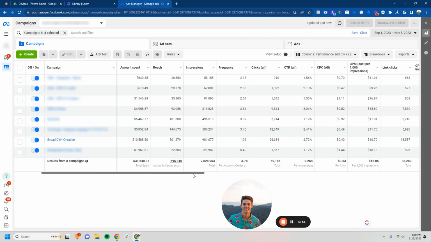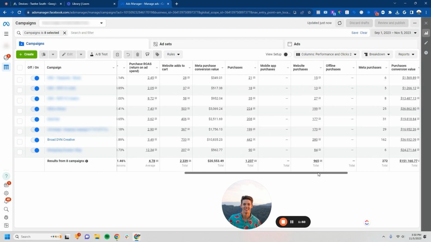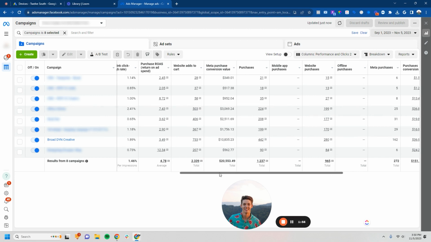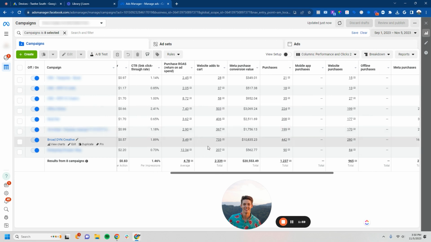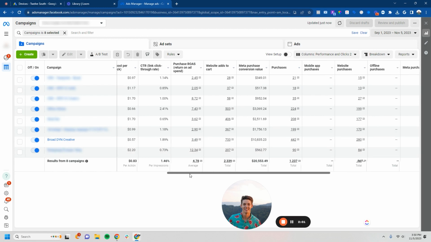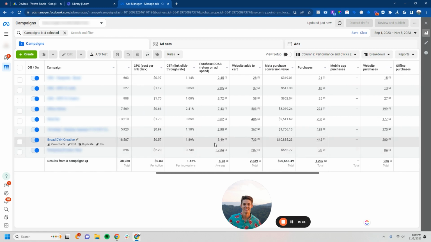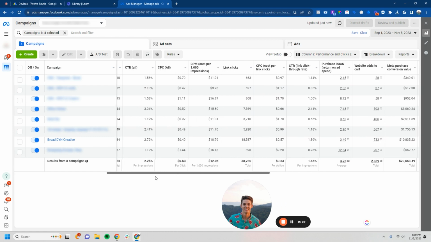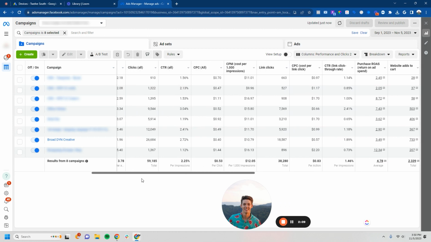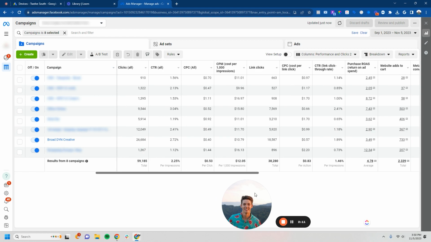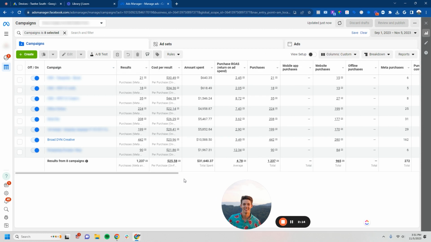And then if we scroll to the right and look at the ROAS on some of these, the account was at a 4.78 ROAS. And the ones that have done the best for me had these really strong ROAS numbers, like the broad dynamic creative, which I think we spent, how much did we spend there? Let me adjust my columns here. All right, I fixed my columns so it's easier to look at.